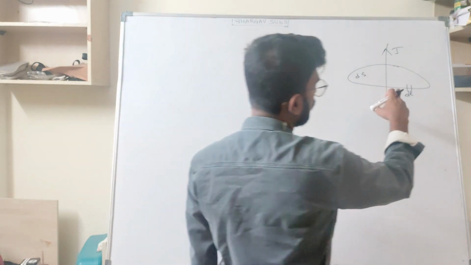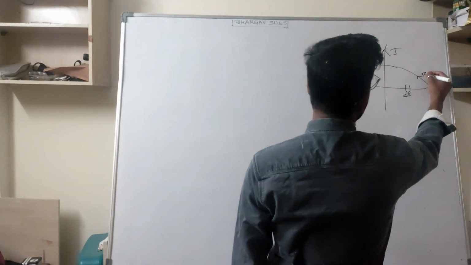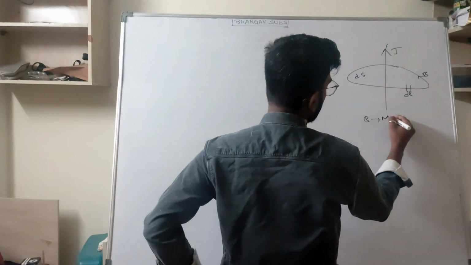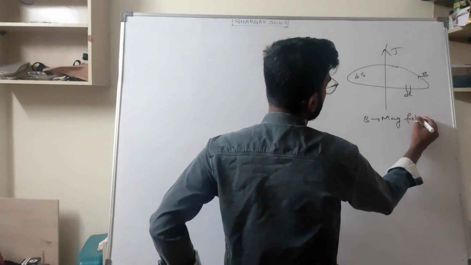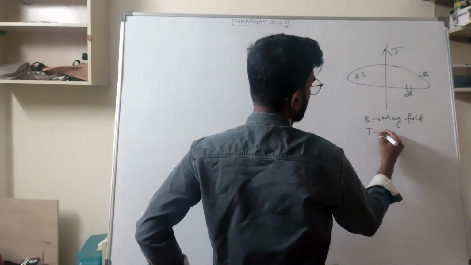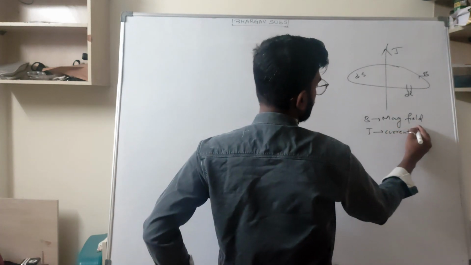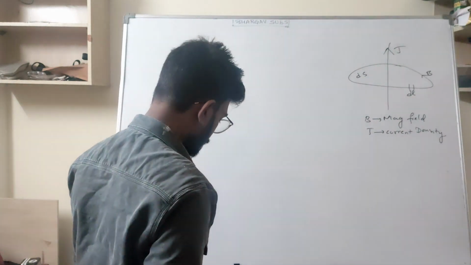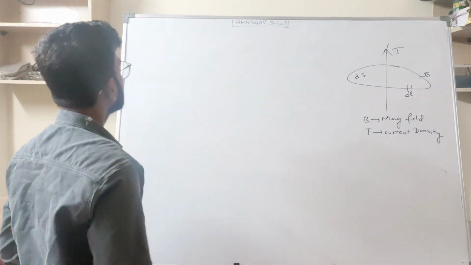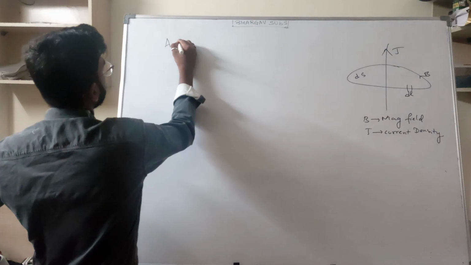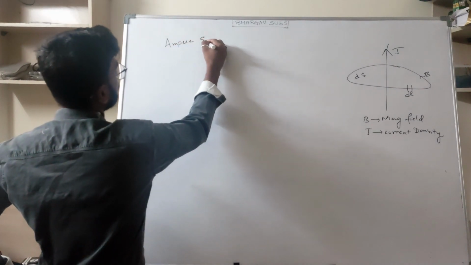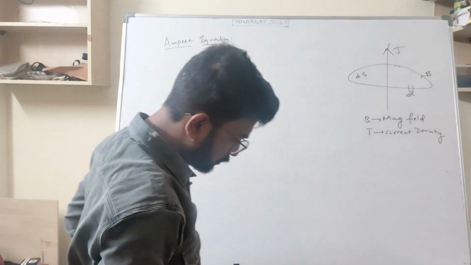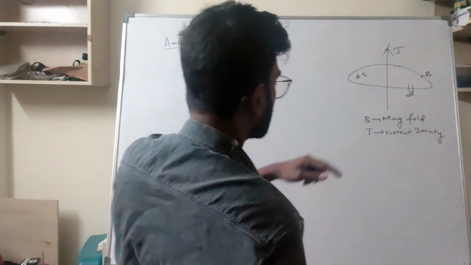I am considering a small element dl, in which a magnetic field B is created. So B is the magnetic field, and J is the current density, in which the current was passing. Now I have to show Ampere's equation. To show that, I first want to integrate the magnetic field with dl.